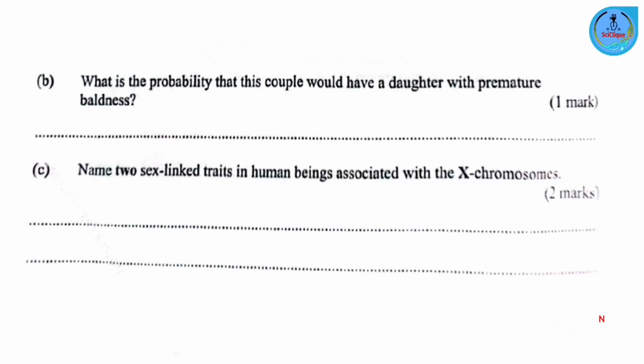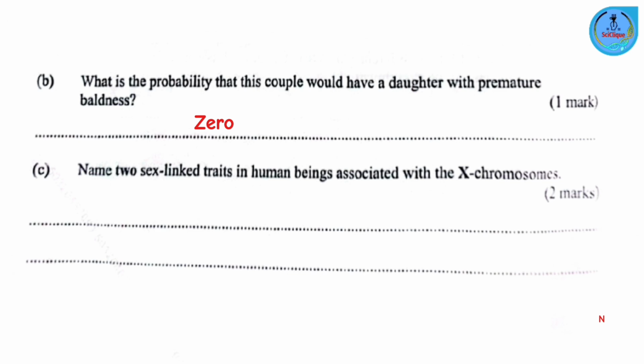Part B. What is the probability that this couple would have a daughter with premature baldness? The possibility is 0, none. There's no possibility. Why? Because this gene is only present on the Y chromosome. Daughters have a genotype of XX. So Y comes from nowhere.